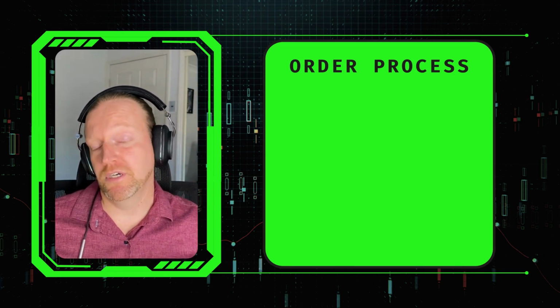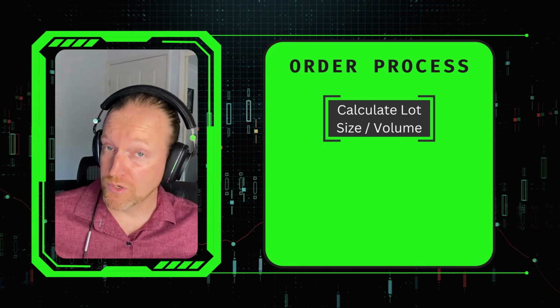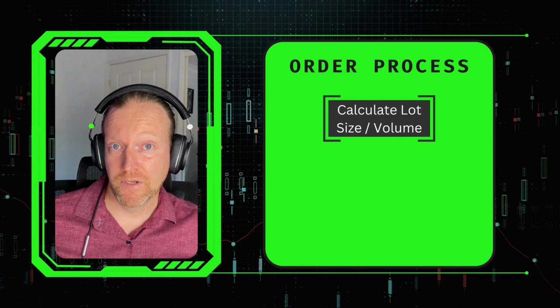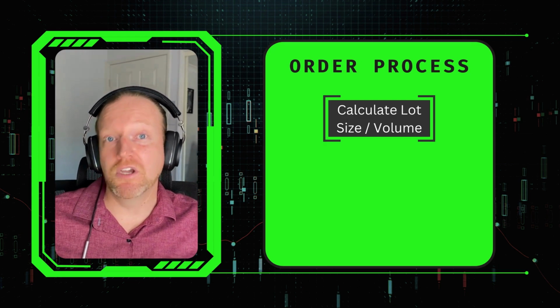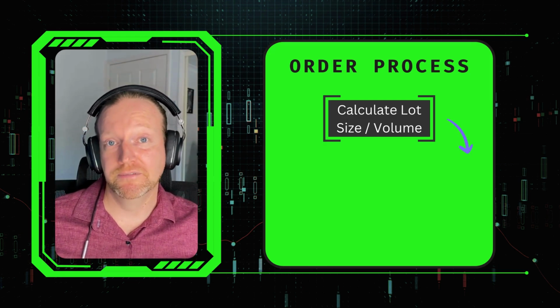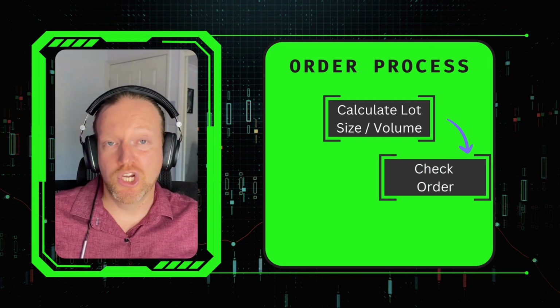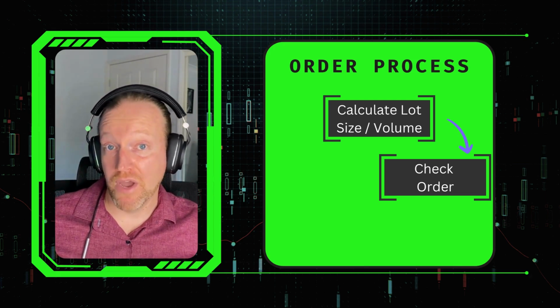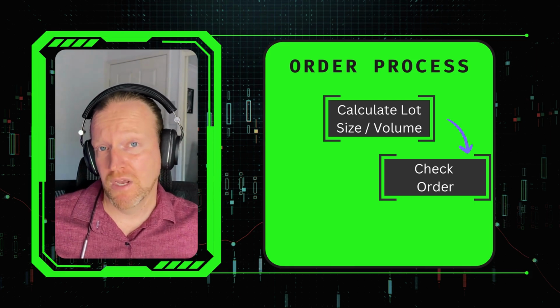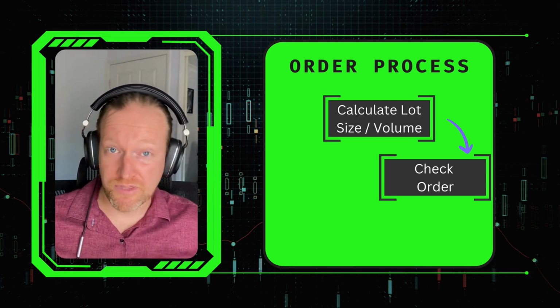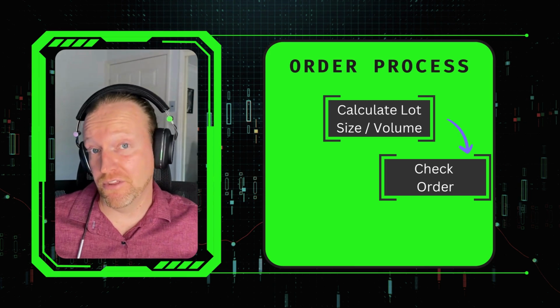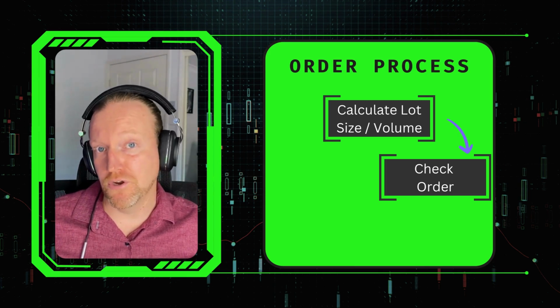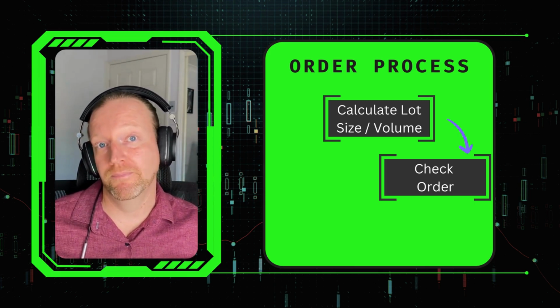The first one is to calculate your lot size, which can also be called the volume. This is what determines the size of your order on MetaTrader 5. The next thing you need to do is to check your order. Now, what this does is it sends it to the MetaTrader 5 server without being an order and checks it. It can't check everything, but it checks a lot of things. And if there's any issues, it lets you know before you attempt to place that order.